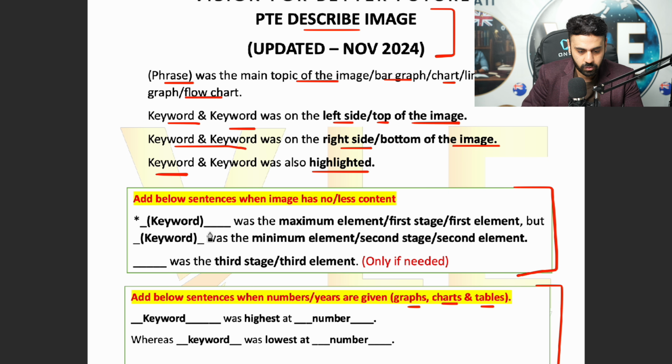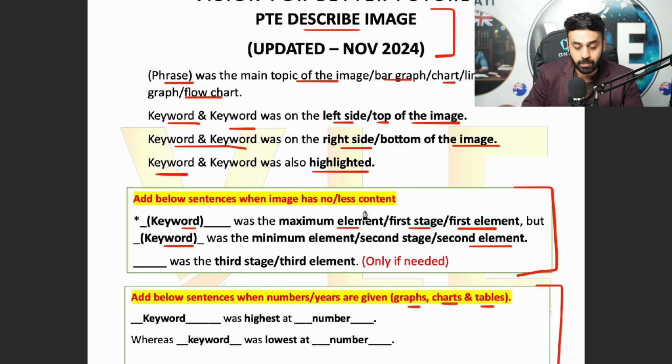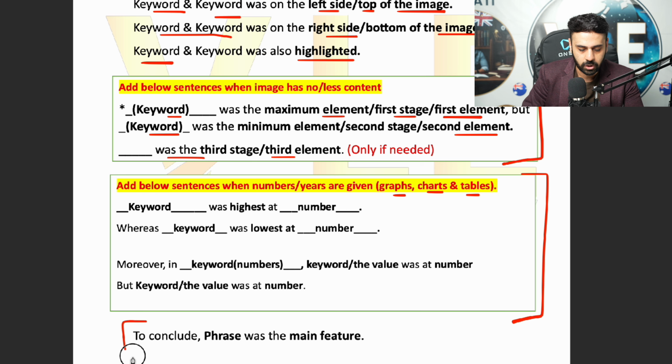The very first sentence would be keyword was the maximum, or first stage, or first element. So you're going to pick one keyword and use, for example, trees as the first element, and then you're going to pick another keyword, let's say graphs was the second element. You can also pick one more sentence, dash was the third element. And then you're going to say the conclusion: to conclude, phrase was the main feature.